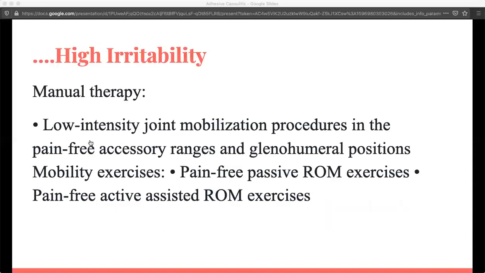Manual therapy. So low intensity joint mobs, grade 1, grade 2 maybe at most, no more than that. Very low intensity, only for pain modulation, and in the pain-free region. So you don't want to go up here and do any mobilizations. You want to stay down and low in the ranges that don't provoke their pain. Mobility exercises, active assisted exercises, pain-free passive range of motion exercises, very useful. You want to keep things moving as best as they can, and active assisted when patients are ready for it.